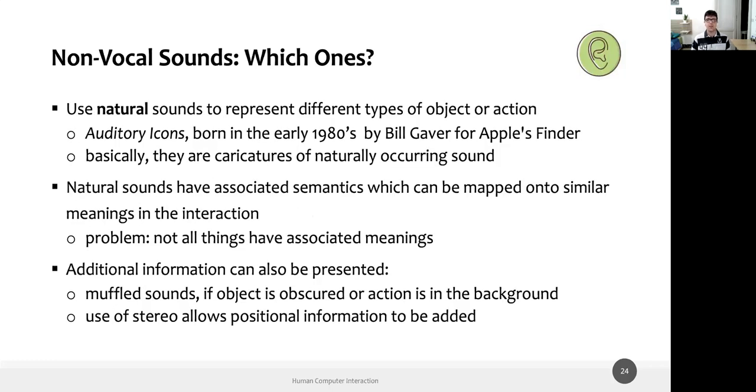And non-vocal sound is traditionally split in computer systems into at least two categories. We have auditory icons and another one that I will tell you about in a moment. Auditory icons were born in the 80s for Apple's Finder in particular, and then were adopted by every other operating system in the subsequent years.